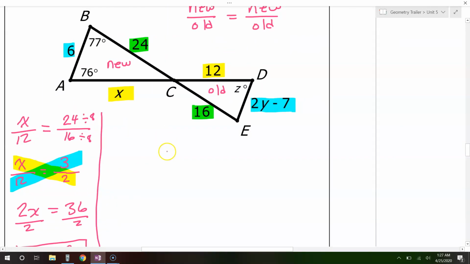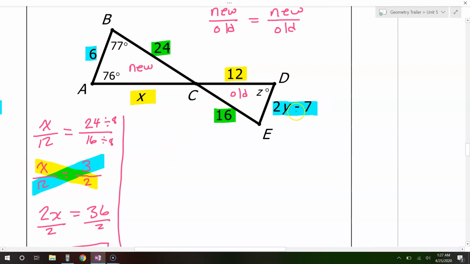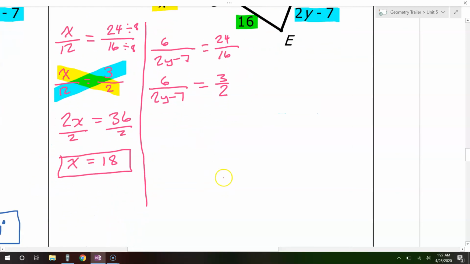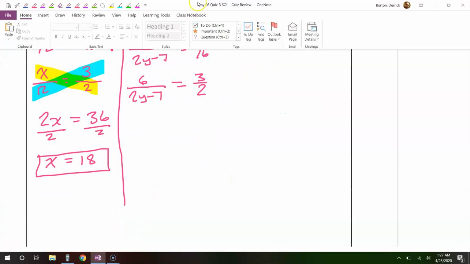All right, now let's go for the y's. So the blues. We need to do new over old. So let's do 6 over 2y minus 7, because that's new over old with the blues. Now, new over old with the greens is this 24 over 16. And again, we know that reduces down to 3 over 2. So let's use that to our advantage. All right, smaller numbers are easier to work with when you cross multiply.